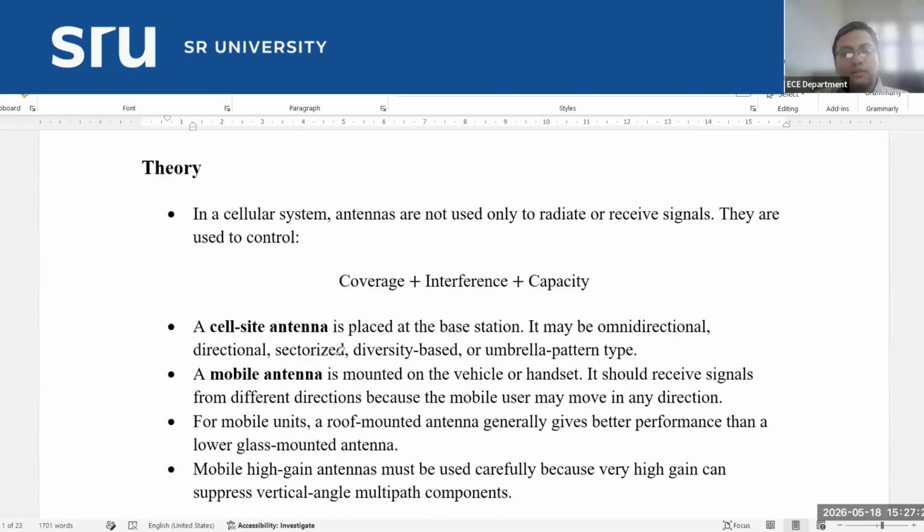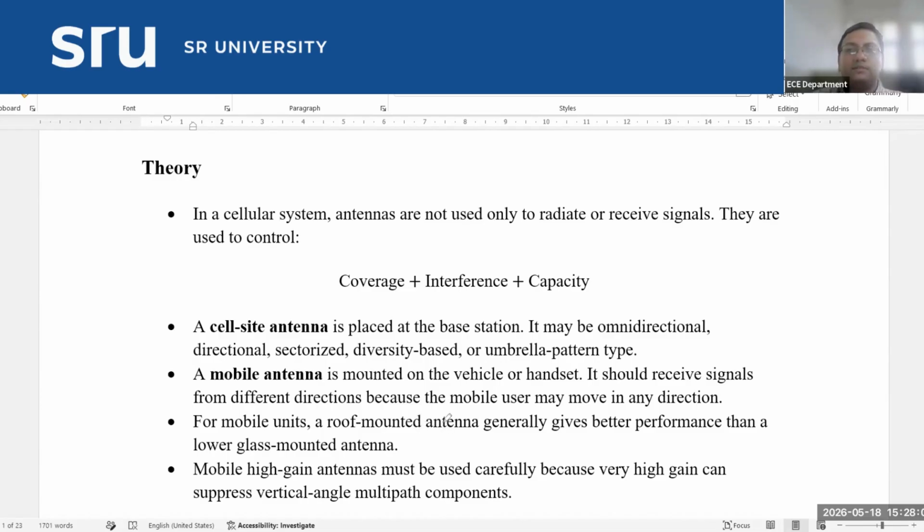Mobile antenna is the antenna that is mounted on the mobile station or cell phone, whatever you say. So this is mounted on the vehicle or handset. It should receive signals from different directions because the mobile user may move. As the mobile user has mobility, it is traveling from one place to another place. So that is why the mobile station should receive signals from different directions.